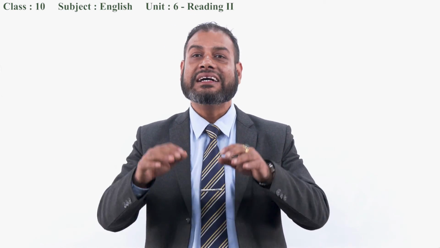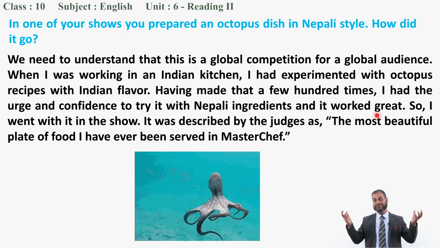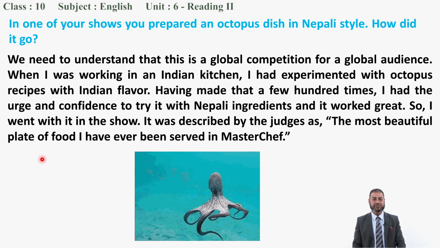Isn't it interesting? See, this is what we have to do, new things in our life, in our career. Is it clear to you? See, now having made that a few hundred times, he made that octopus item in Indian flavor many times. Then he had the urge and confidence to try it with Nepali ingredients. Now he wanted to make it with Nepali ingredients, and it worked great. And when he did so, that style worked a lot. And then he went to participate in a MasterChef competition. And when he presented that item, the judge appreciated him, applauded him, okay? And the judge said, the most beautiful plate of food I have ever been served in MasterChef. See, what good news for him. What good news for all of us Nepalis. So have you got the idea?